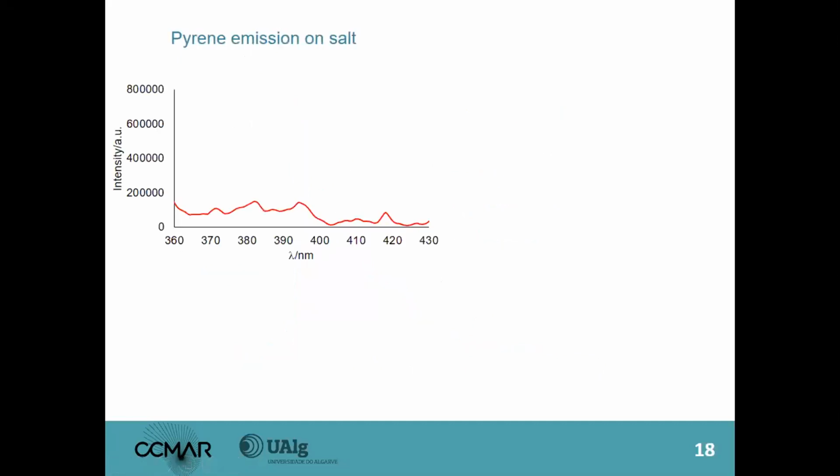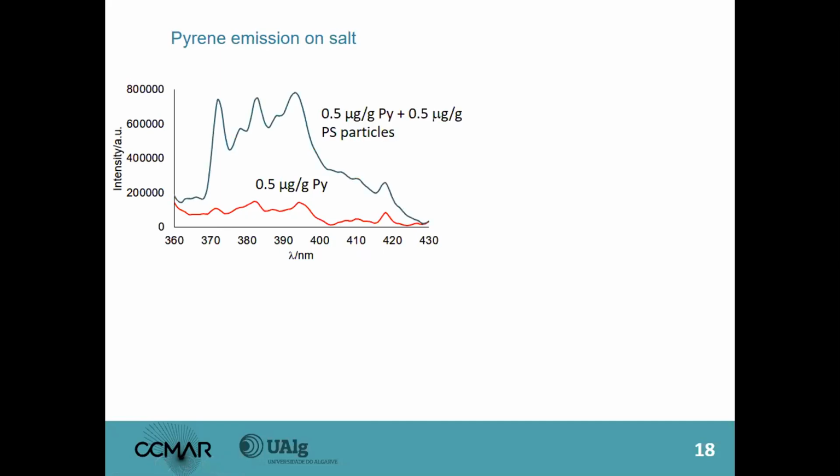For pyrene alone on salt surface, what we got was this emission spectrum, which is very weak and very noisy. But if you add polystyrene with the same concentration of pyrene, you will get one emission. You will see here I1 and I3 more or less of the same size, meaning that pyrene is sensing a non-polar environment similar to toluene or benzene, which is actually the environment offered by polystyrene.